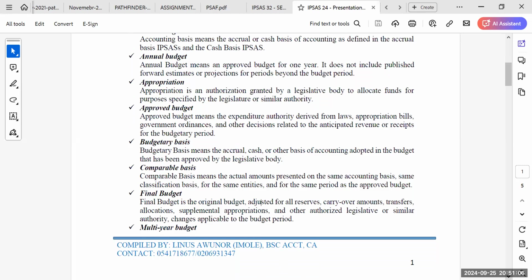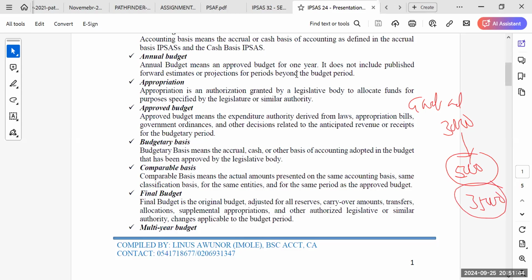What do we call the final budget? The final budget is the budget itself plus any supplementary issues during the year. So we have prepared a budget for the period, and the budget for, let's say, goods and services was 30,000. Then we realized that this amount was not actually the best estimate. So we are preparing a supplementary budget for 5,000. If we add these two, that will give you the final budget. 35,000 is the final budget.